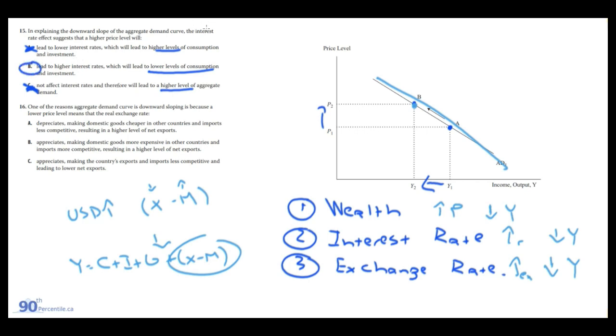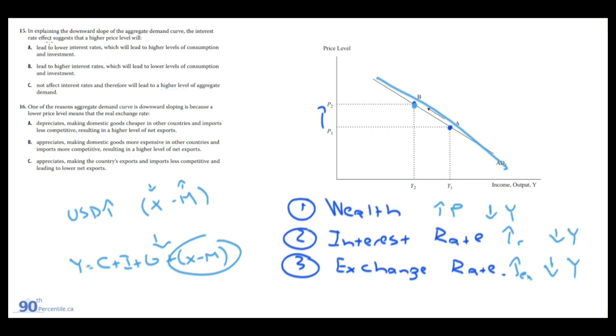The extra step involved is that higher prices lead to more demand for money, which increases interest rates, and then higher interest rates lead to less spending and all that, which decreases output. That's kind of the extra step, but this question is actually pretty easy because we know that an increase in prices will lower consumption. B was the only answer with lower consumption.